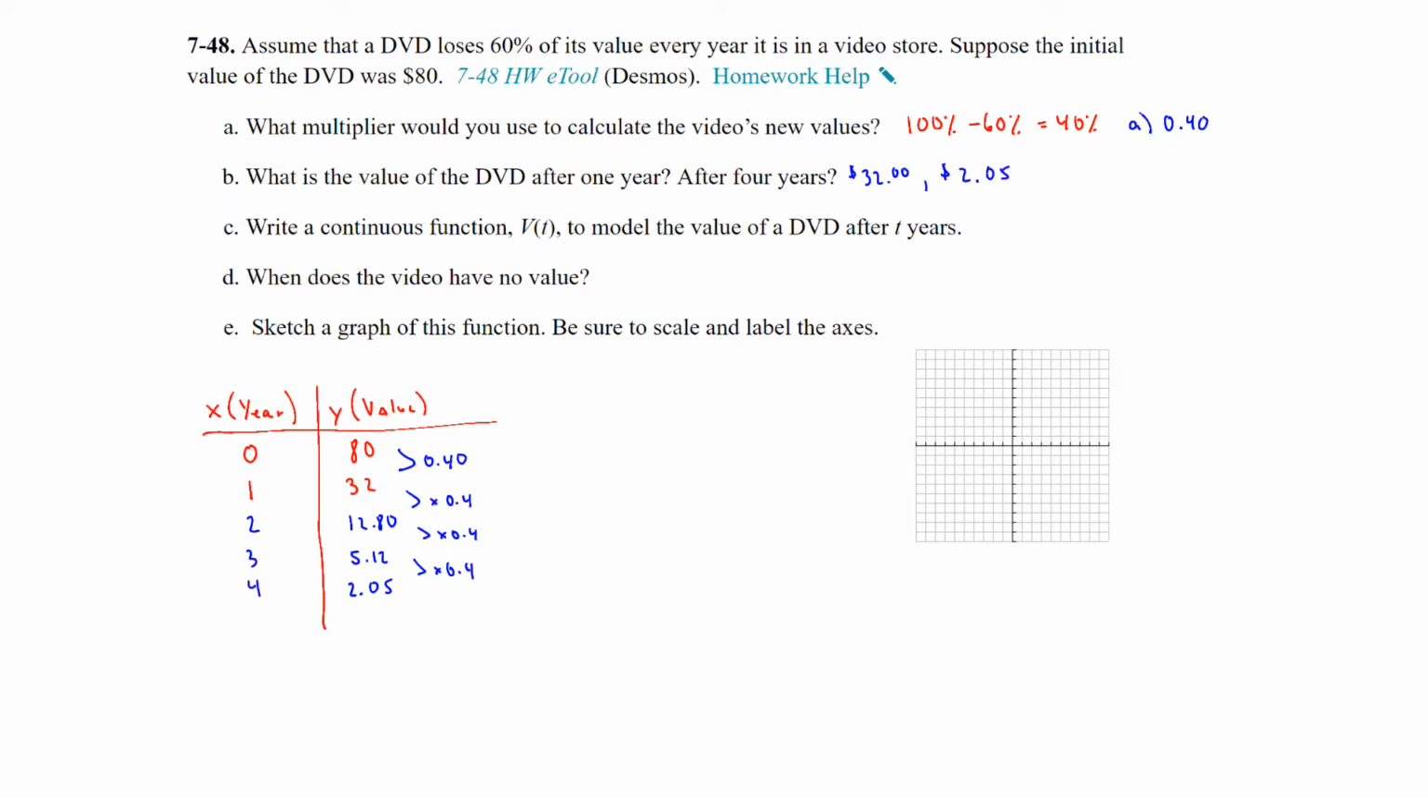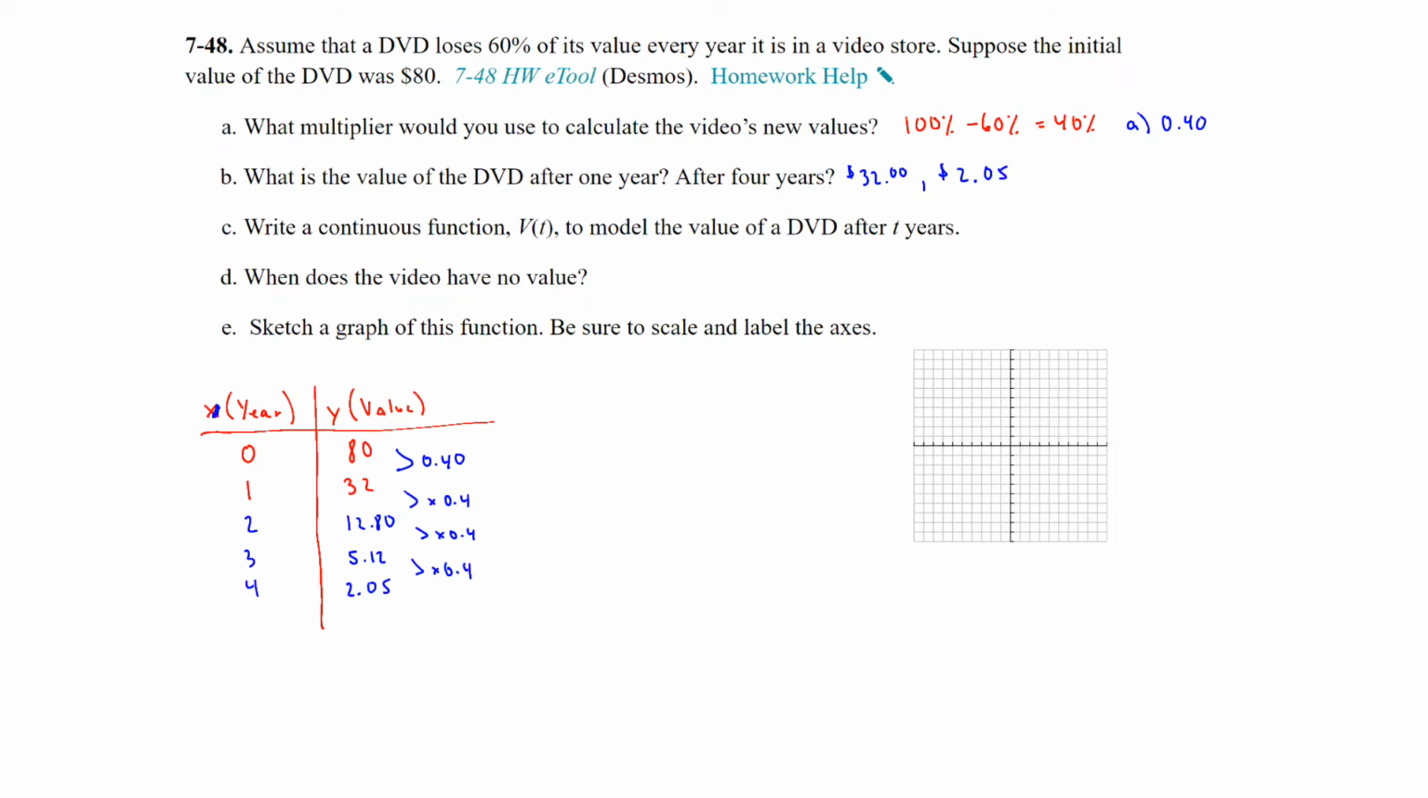Part C, write a continuous function v of t to model the value of a DVD after t years. So I used x and y, but we can easily change this. This would represent t, and this is v of t. And so we're going to write a continuous function to model that. So v of t, because this is exponential, our initial value is 80 times our multiplier 0.4 raised to the t power for the number of years that we will be trying to find the value of the DVD.